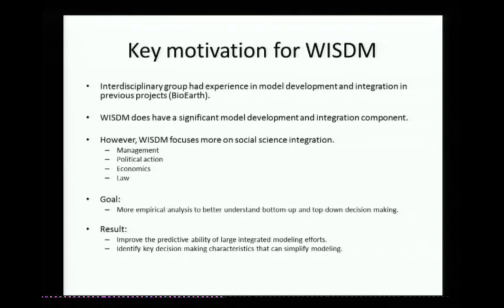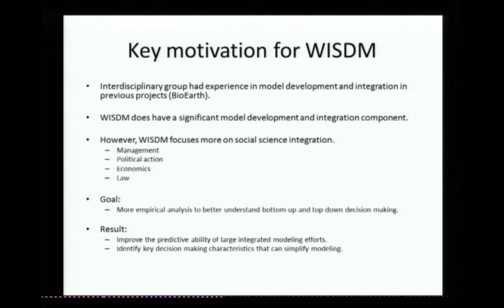Well, I'm going to talk about the part that I do a lot of, which is to do a big chunk of empirical analysis to better understand both bottom-up and top-down decision making. Well, what's the result of that? Hopefully we can improve the predictive ability of large integrated modeling efforts. You could view it as improving the parameterization of the models. But then also identify key decision-making characteristics that can simplify modeling.